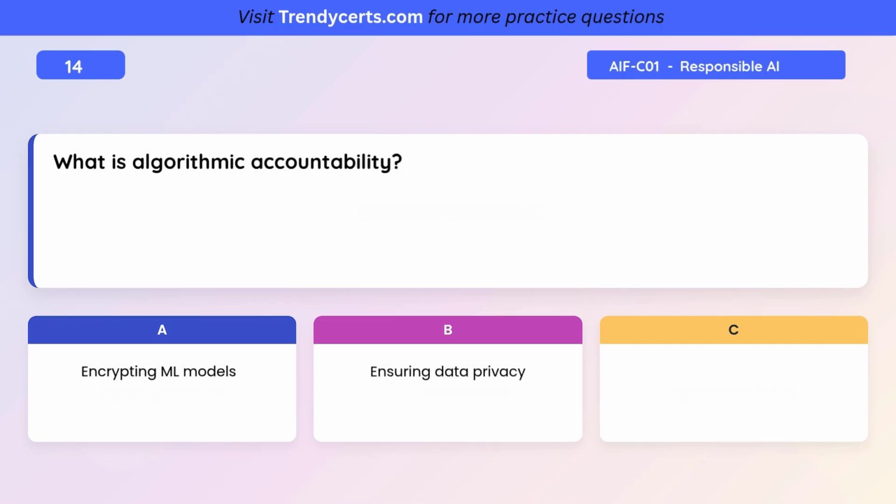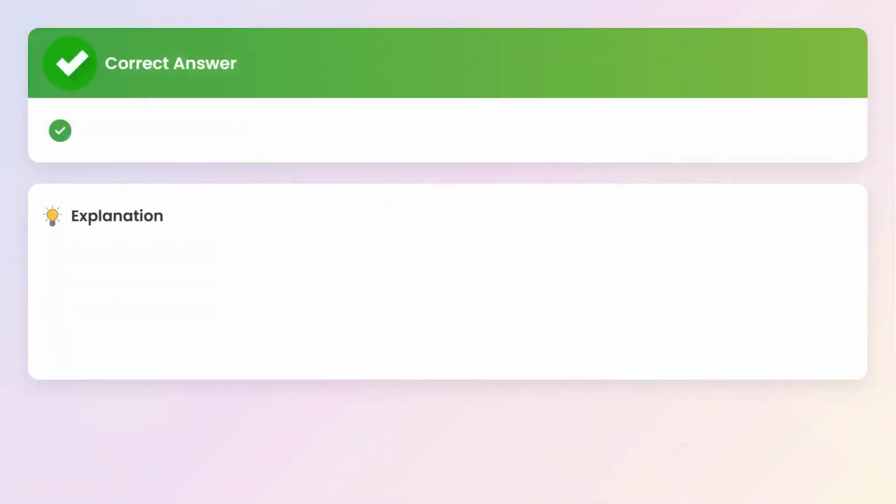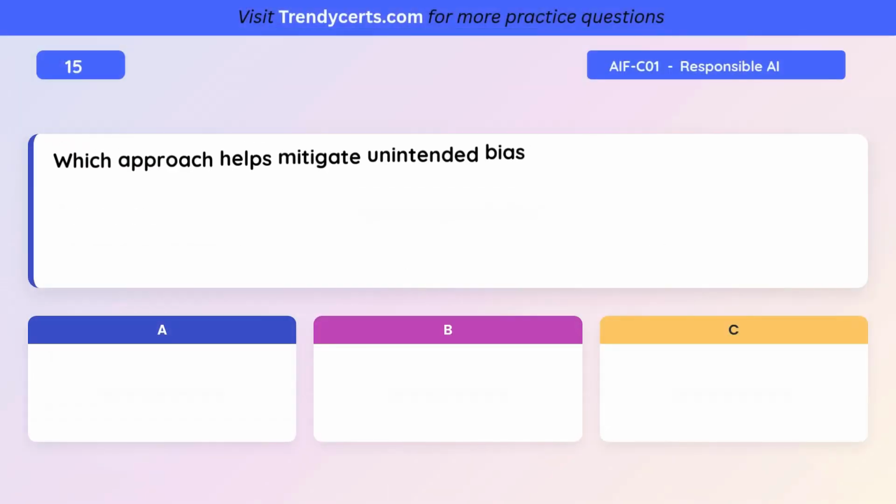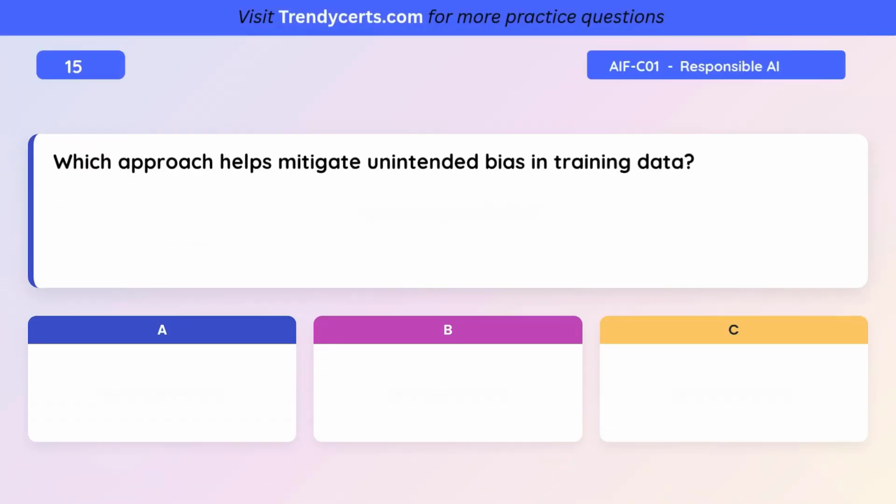What is algorithmic accountability? A. Encrypting ML models. B. Ensuring data privacy. C. Assigning responsibility for model outcomes. The correct answer is C. Assigning responsibility for model outcomes. This is a big one. Algorithmic accountability means defining who is answerable for the impacts of an AI model. It's about taking ownership when things go right and especially when they go wrong. Let's get practical with this next one.